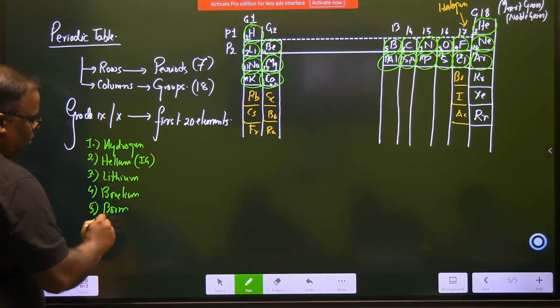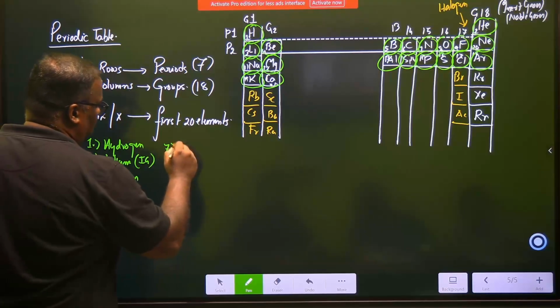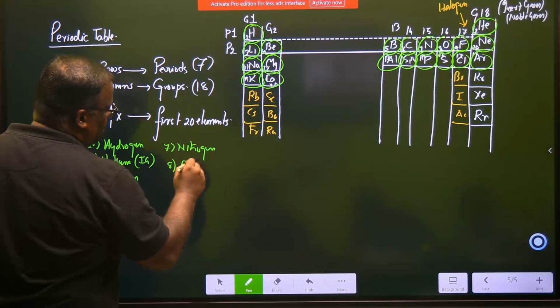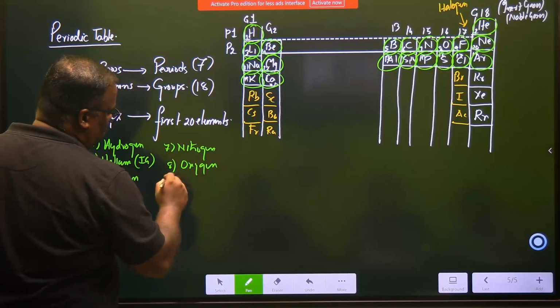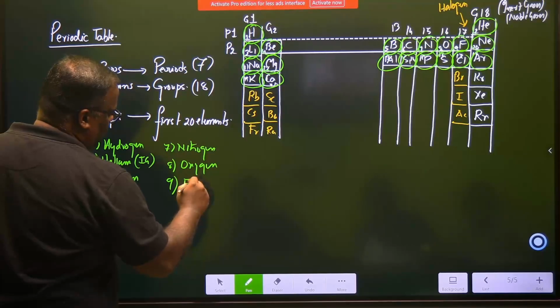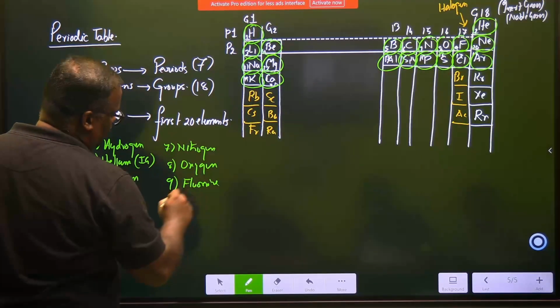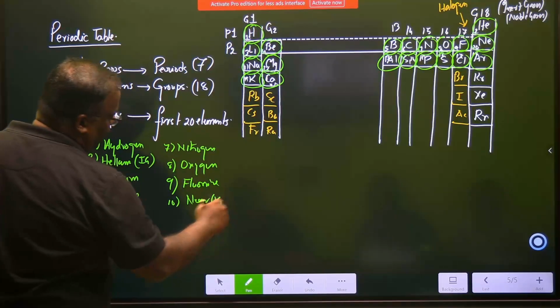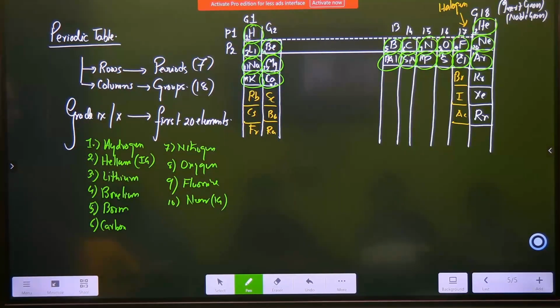then this will happen, don't worry. Carbon. After that, nitrogen, then oxygen. Also know their symbols. After oxygen, fluorine, then neon. The first good boy, the second good boy, inert gas, another inert gas.